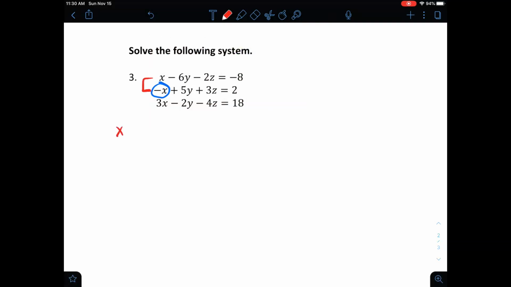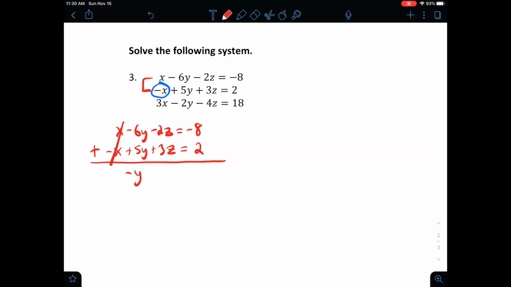So we have x minus 6y minus 2z equals negative 8, and we have negative x plus 5y plus 3z equals 2. All right, nice thing about this, when you have opposites, you have positive x and negative x, those are going to cancel right away. No work needed to multiply. These are going to cancel right away, which is excellent. Then we have negative 6y plus 5y is going to be negative y. Negative 2z plus 3z is going to be just positive z. And then negative 8 plus 2 is negative 6.